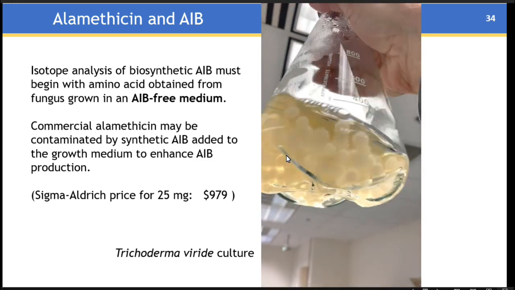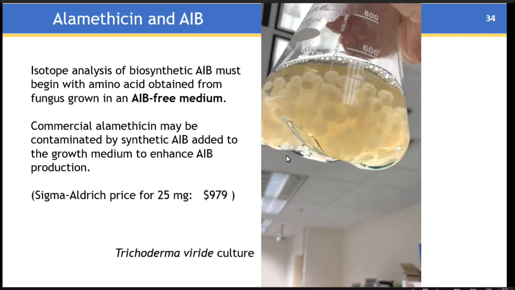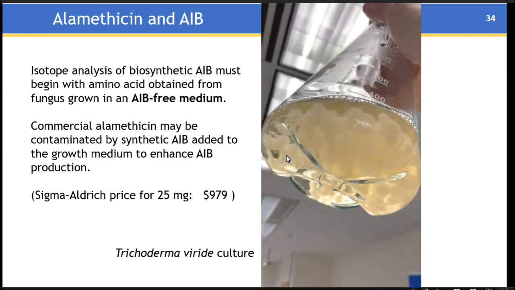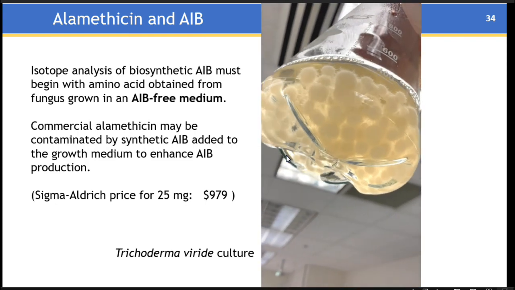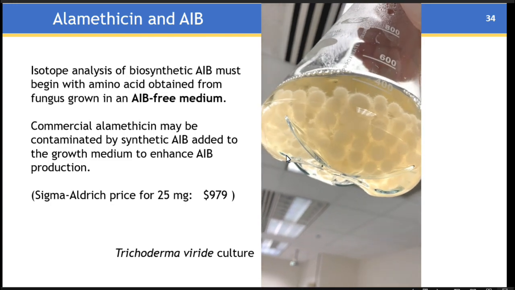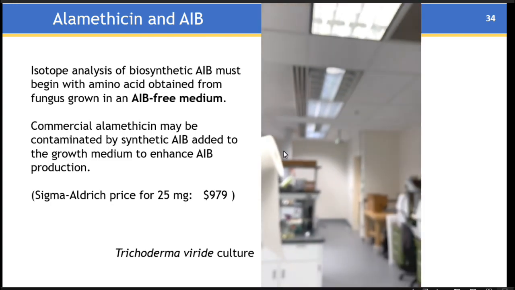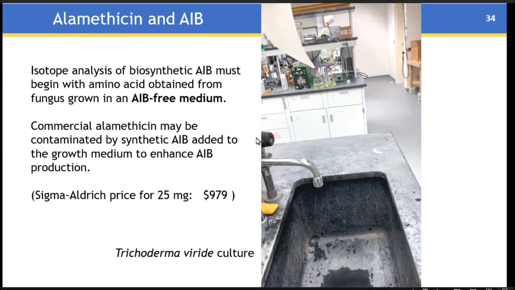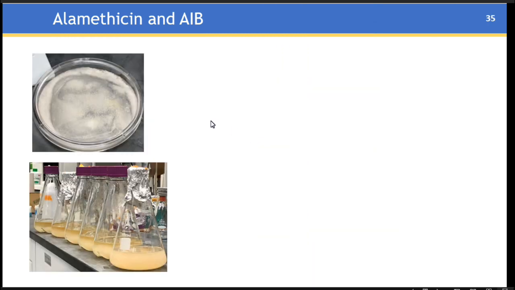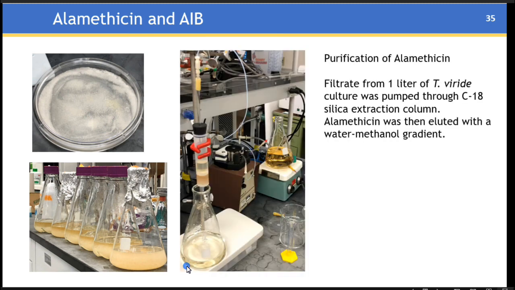Here's the culture of the fungus, cool little puffy forms. This is a 3 or 4 day growth. We filter off the white stuff and keep the supernatant, because that's where the alamethicin is. And there's a plate where it's growing. If it's a young growth, it's white. If it's older, it starts to make green spores. This is one incubator's worth, which gives about 2 liters of supernatant.